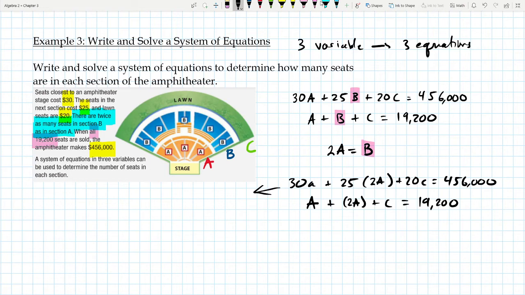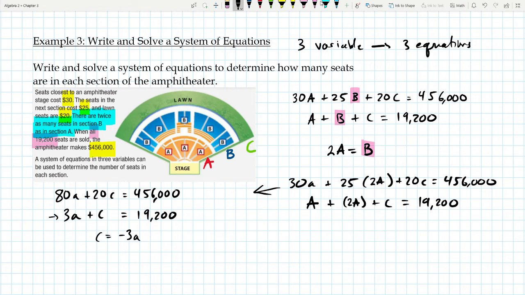30 plus 2 times 25, which is 50, is a total of 80 A's plus 20 C's equals 456,000. And A plus 2A is 3 A's plus C equals 19,200. Now here it's your choice if you want to do elimination or substitution. Since we already did substitution once, I'm going to do it again. I'm going to change this second equation that I just found here to solve for C.